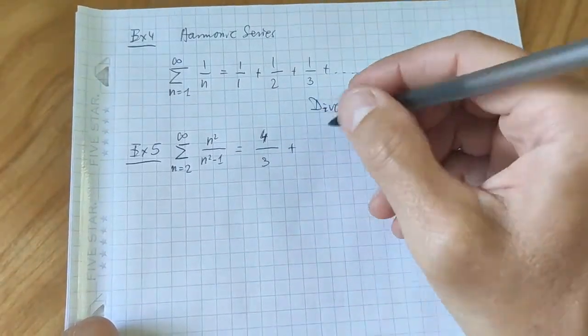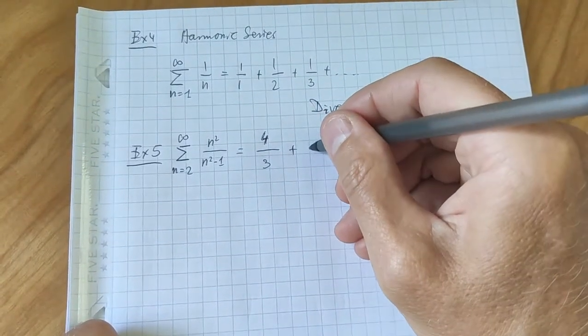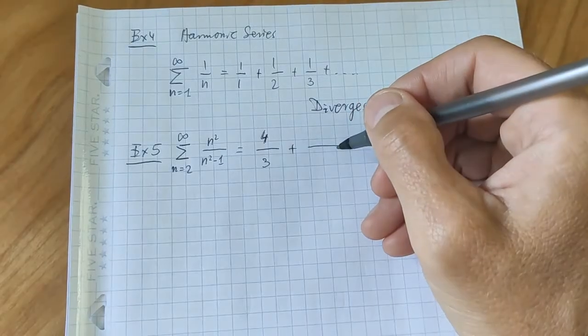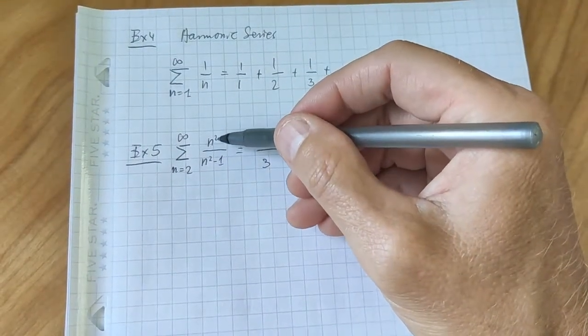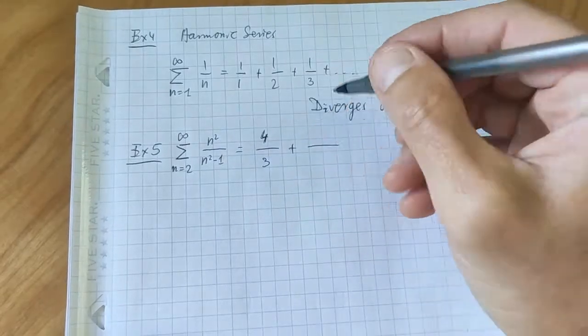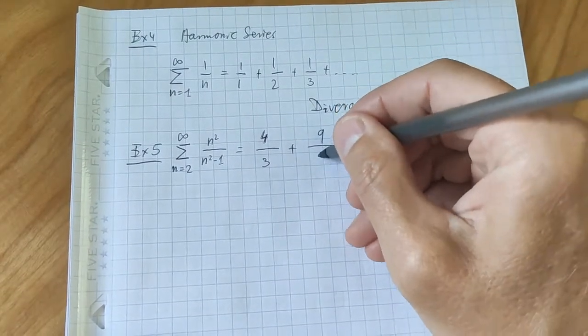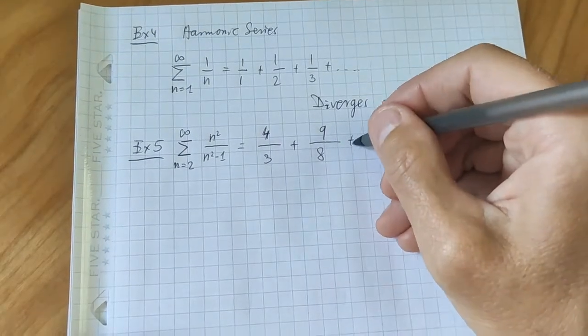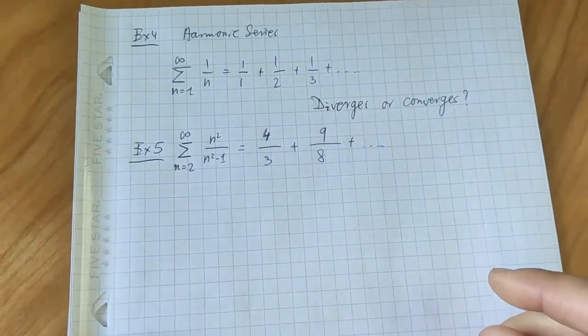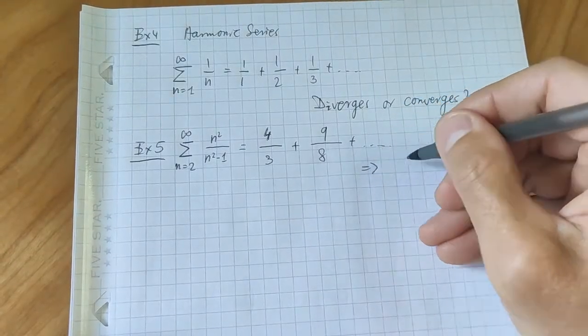So I can already see that I will not be getting closer to 0. So here I'll have 3 squared, which is 9, and 8 over here. Okay. So our conclusion: diverges.